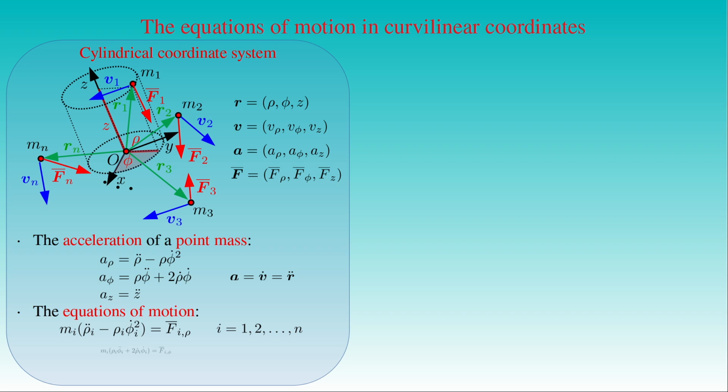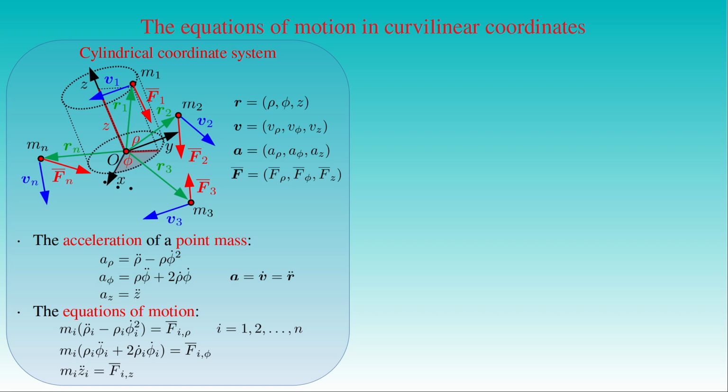Similarly, the azimuthal component of the equation of motion states that the mass m_i times the azimuthal component of the acceleration of the point mass is equal to the azimuthal component of the force F̄_i acting on the point mass m_i. The z component of the equation of motion is the same as in the case of the Cartesian coordinates, that is m_i times z double dot is equal to the z component of the force F̄_i acting on the point mass m_i.